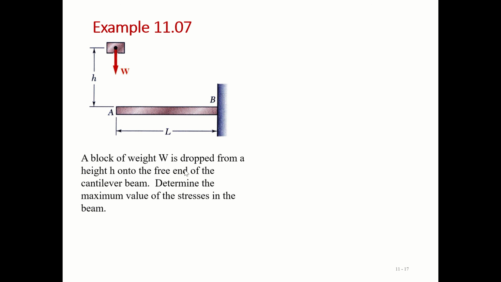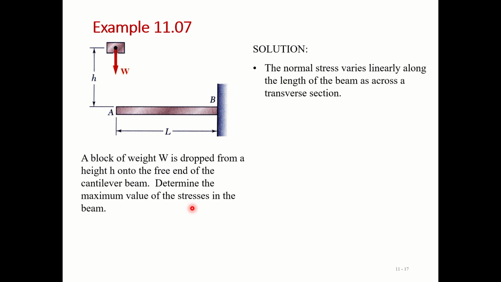So this is another example in which we have a cantilever beam and some weight is dropped from some height, and we determine the maximum value of the stresses in the beam. So normal stress varies linearly along the length of the beam and across the transverse section.